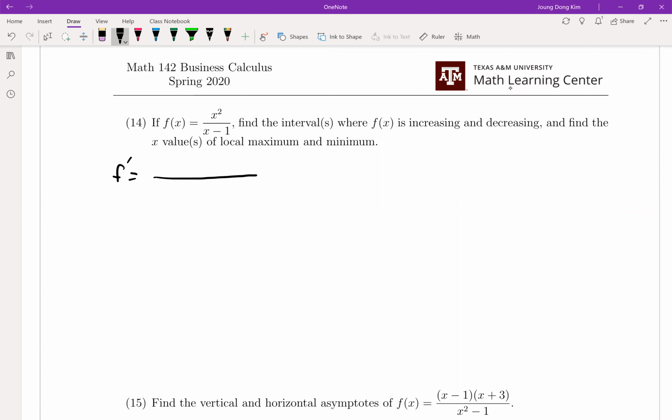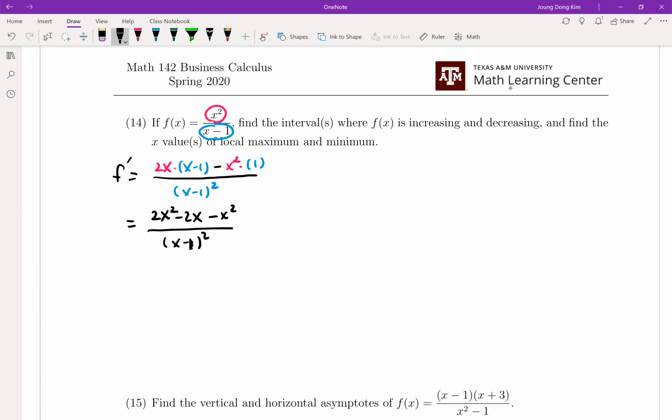Let me use the red one for your numerator and blue color for your denominator, okay? Then first of all, numerator prime times second, which is denominator, and it is minus because we are talking about quotient rule. Then numerator times denominator prime, which is 1, okay? Then we need a denominator squared. Let me simplify a little bit. It is equal to 2x squared minus 2x minus x squared over (x minus 1) squared, okay?